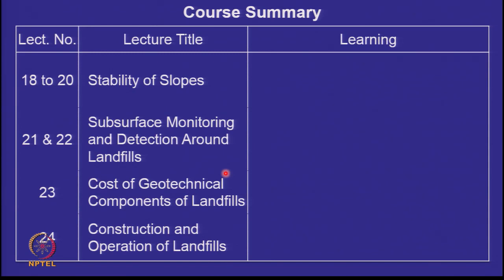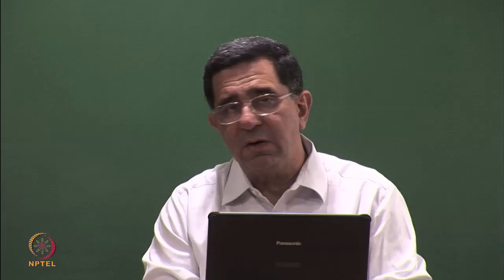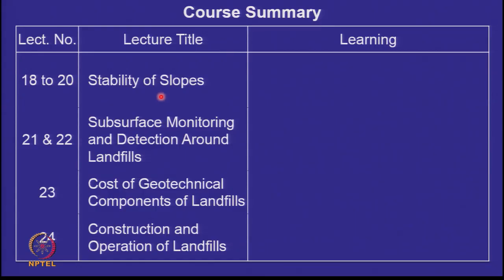So after the first 10 lectures, looking at covers, liners, principles, planning, and looking at leachate and gas, we then looked at some other aspects. One of the main concerns was slope stability of waste dumps, and we also looked at how you do monitoring around the landfill for detecting whether they will leak. We also did an interesting exercise on costing of the geotechnical components. How much does a cover cost and how much does a liner cost per square meter? And we looked at how landfills are constructed and operated in phases.